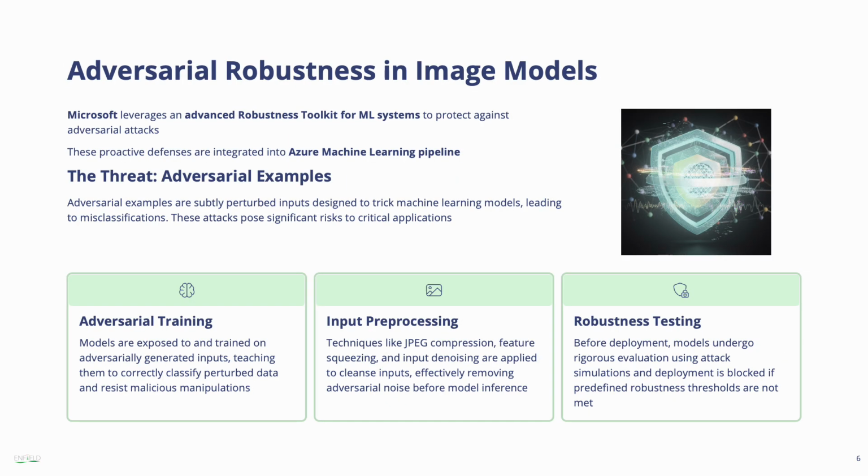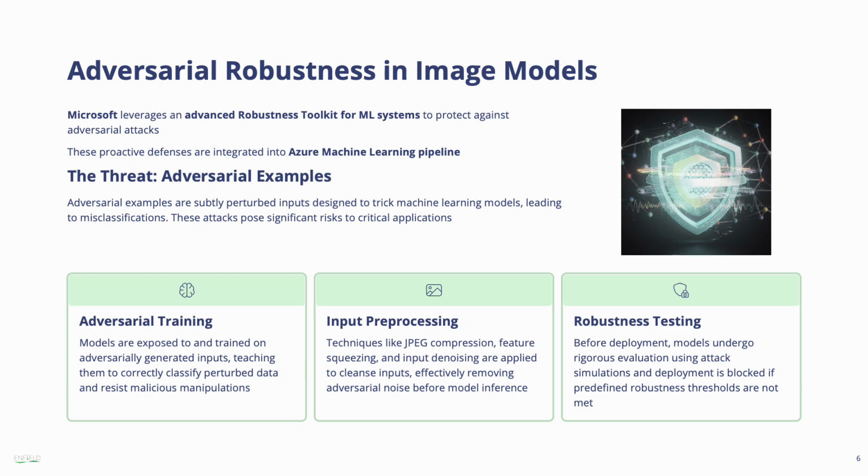The third example relates to adversarial examples and comes from Microsoft. Microsoft uses an advanced robustness toolkit for its machine learning system to protect them against adversarial attacks. This toolkit is being integrated in the Azure machine learning pipeline that Microsoft uses. The adversarial example threat relates to crafting inputs in a way that they can fool a model. Microsoft tries to use adversarial training, so their models are exposed and trained on adversarially generated inputs, similar to the ones that an attacker could use.